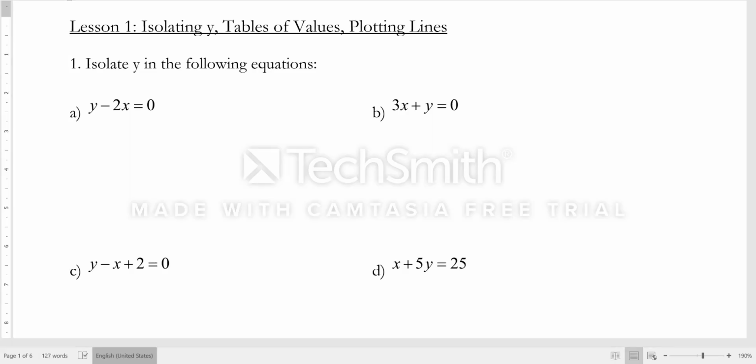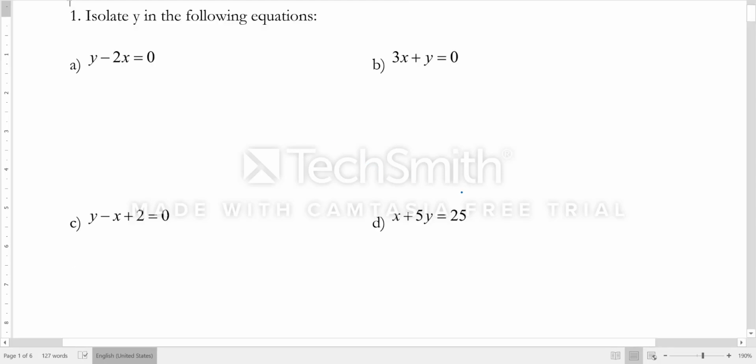Okay, gentlemen, welcome to your first lesson of the next unit. We're going to do a lot of graphing in this one, and we're going to be discussing equations of lines, rearranging equations, and plotting coordinates on a grid. So, to get started, you should be on your first page here, and our first task is going to be about isolating variables. We saw this a little bit earlier in the year, and now we're going to apply some of those skills that we learned.